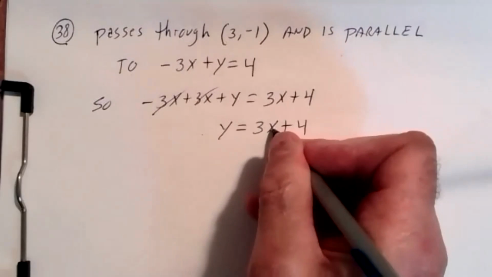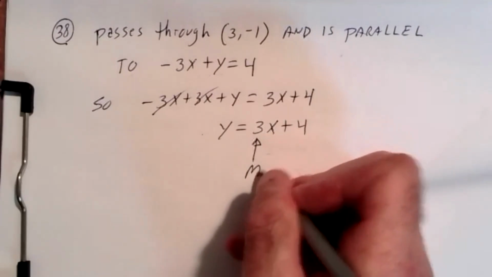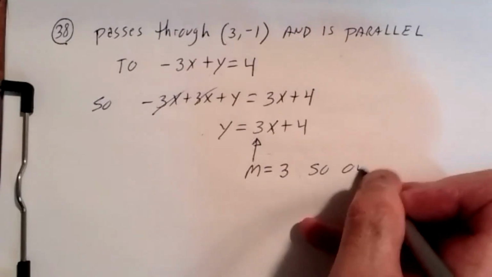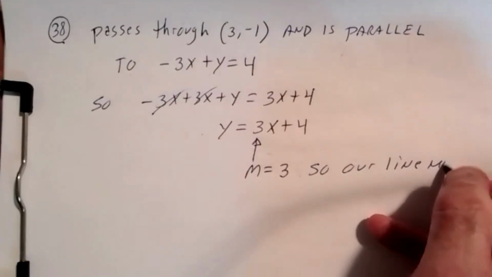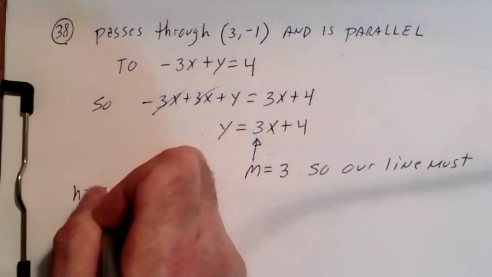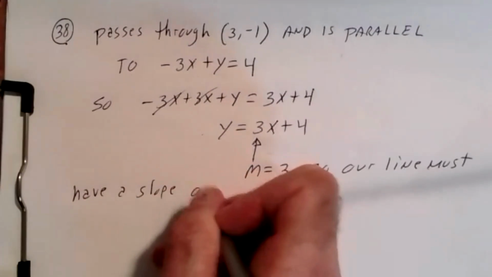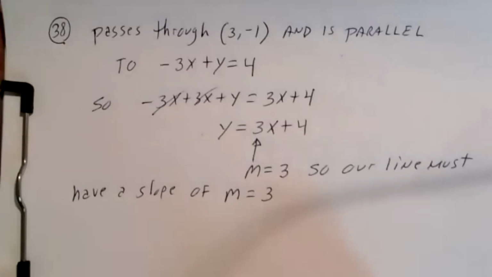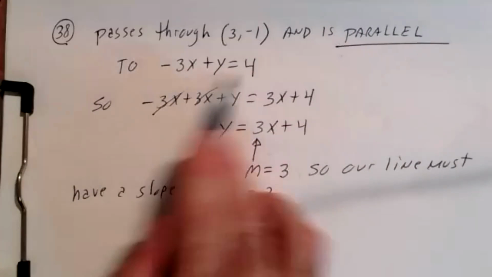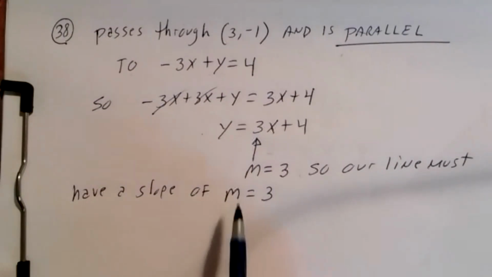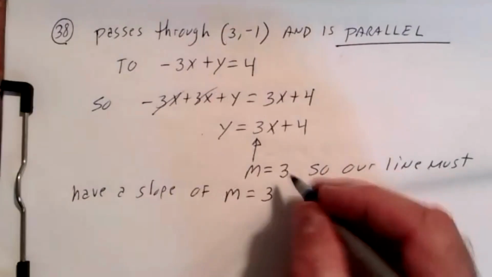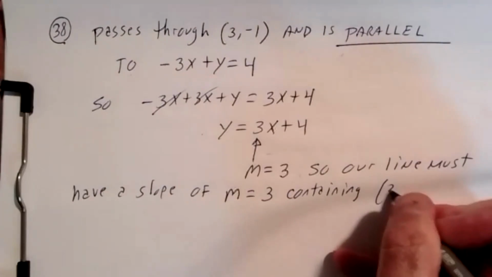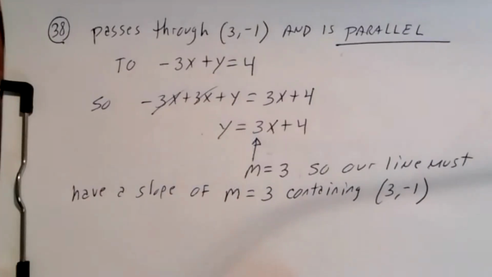What is the slope of this line? 3. So our line must also have a slope of 3, true, because it is to be parallel to this line, correct? So now we know the slope of our line must be 3, and it must contain the point (3, -1).